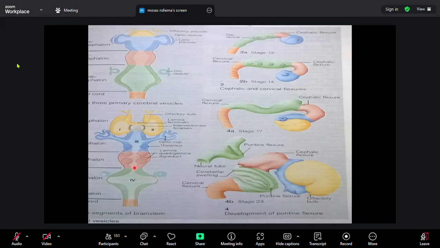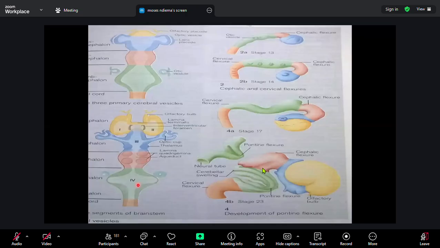And we talked about the roof plate, and also the floor plate. At the most attenuated parts of the roof plate, we have the pia mater invading into those areas together with the blood vessels, and that forms the choroid plexus. Choroid plexus, in the lateral ventricles, the third ventricle, and the fourth ventricle, is where we have the formation of cerebrospinal fluid.